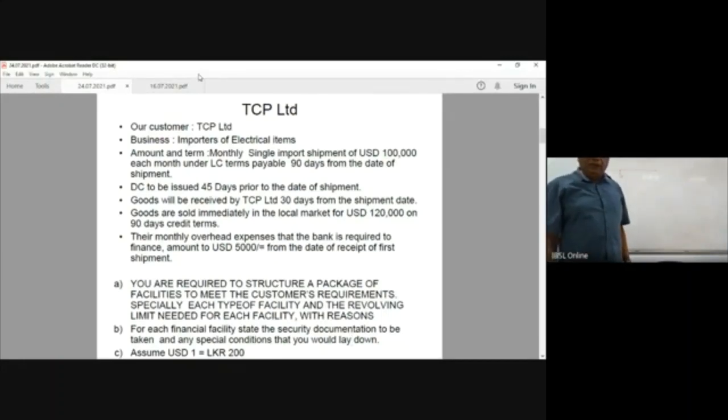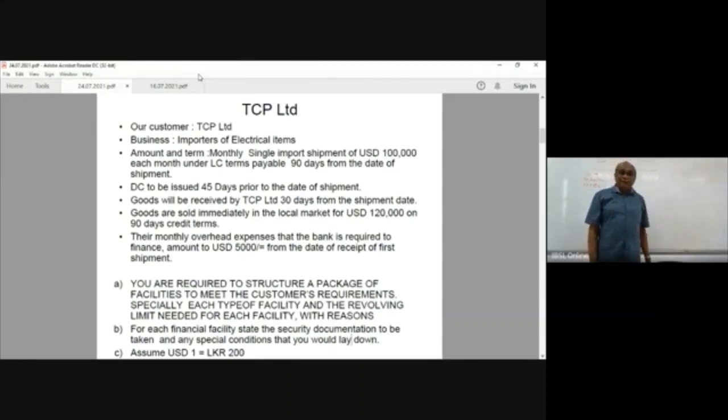Therefore, can you do these amendments? DC to be issued 30 days prior to the date of shipment. Do it like that. DC to be issued 30 days prior to the date of shipment. Goods will be received by TCP Limited 30 days from the shipment day.